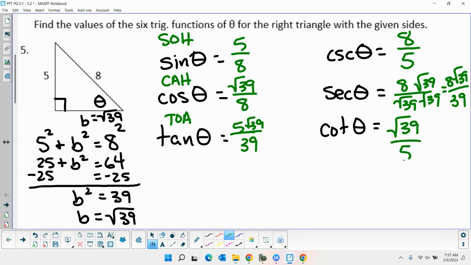So don't give me 6 point something what the square root of 39 is. Just leave it as the square root of 39. Leave it in radical form for your fractions. Because we don't like putting decimals with fractions, right? That's kind of mixing things together there. Radicals, okay. Questions on that? So 5, got to find the missing side, use the Pythagorean theorem, and then do your 6 answers. Okay?